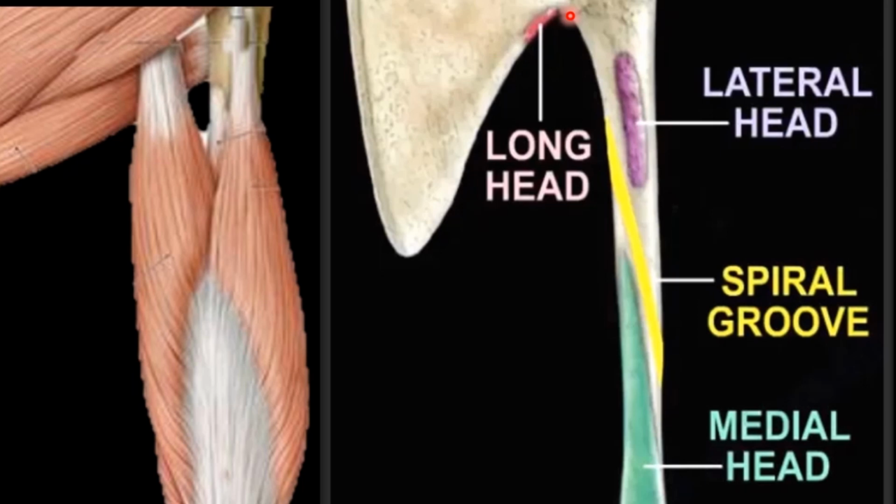The other 2 heads, we already know where they're coming from: the posterior aspect of the humerus, and then we have this groove, as I earlier showed us here. So the lateral head will be coming from above the groove on this posterior surface of the shaft of the humerus, and then the medial head will be coming from the posterior surface of the humerus below the spiral groove. Alright, let's move on.